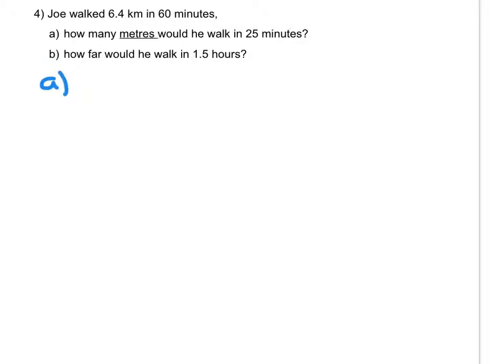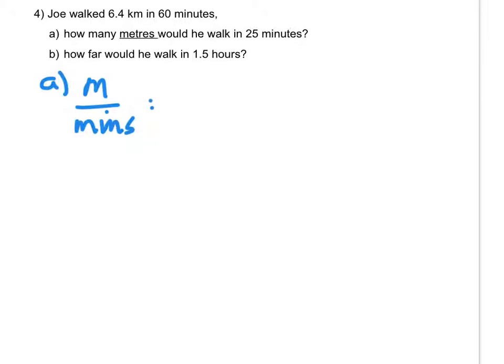So part A, he walked 6.4 kilometers in 60 minutes. And then part A says how many meters would he walk in 25 minutes. So that means to solve this problem, we're going to have to talk in meters. We're not going to talk in kilometers. So instead of being kilometers over minutes, we're going to do meters over minutes.